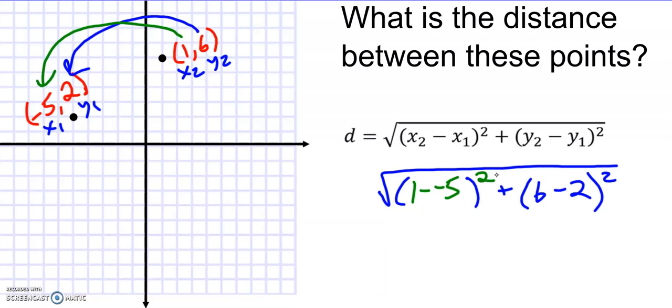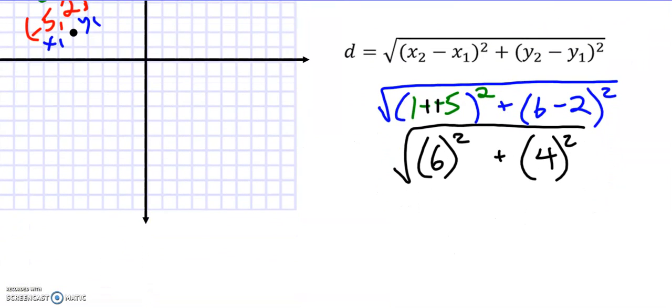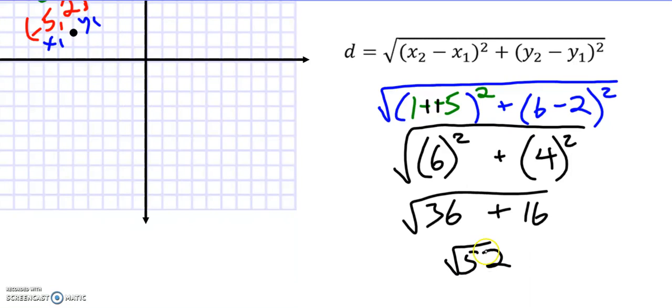So now, basically, we're going to simplify within the square root. So first off, I'm going to do 1 plus 5, because we're minusing a negative. So that's 6 to the second power, plus 6 minus 2 is 4 to the second power. And all of this is underneath a square root. And then we just keep simplifying. So 6 to the second is 36, and 4 to the second is 16. And then 36 plus 16 is 52. So the square root of 52, it's an irrational number. If we put it into a calculator, we would get a crazy decimal.